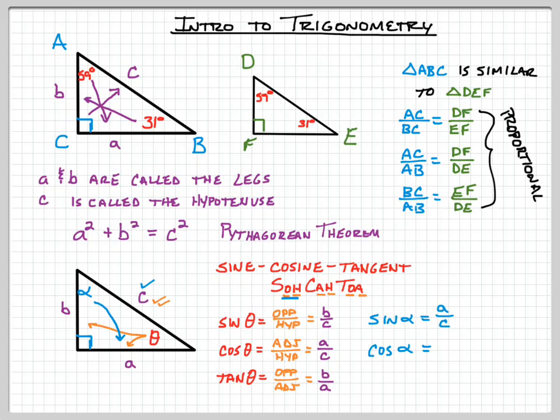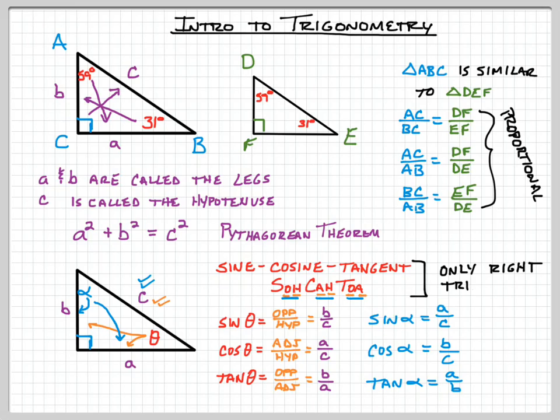And as you could probably figure out, with cosine of alpha we are using adjacent over hypotenuse. So now we're going to use the adjacent side, which is b over c. And finally, tangent of alpha, which you've probably figured out already, is going to be opposite over adjacent, a over b.